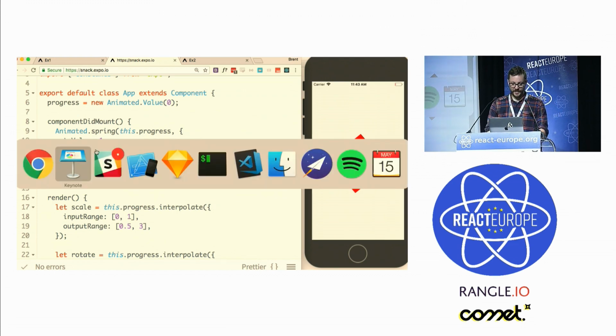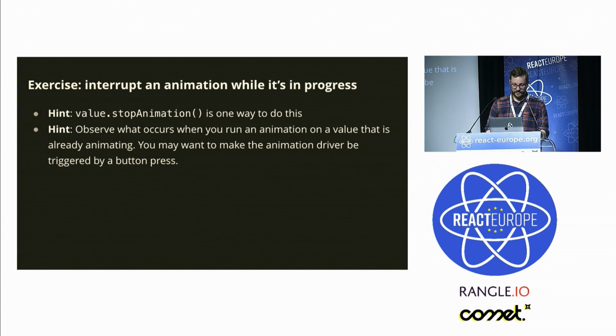Yep, we're actually going to look at that right now. If you want to stop an animation explicitly and just stop it exactly where it is in the animation, don't do anything else with it, there is something called stop animation. So this is one way to do it. Another way is you can actually just set the value directly. So you could say, like, this.progress.setValue, and any animation that's running on that animated value will stop. Or you can start another animation on that value, and that will also stop the animation.